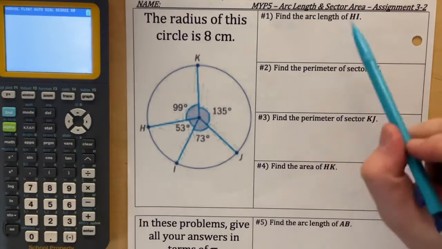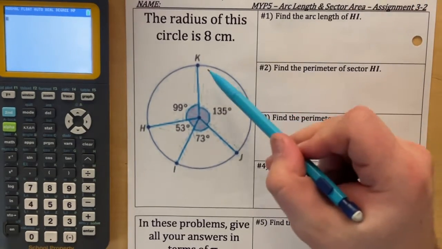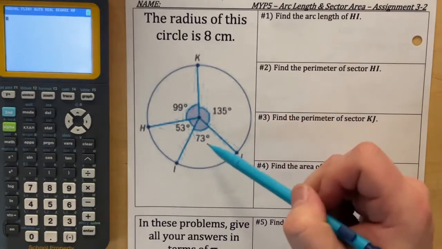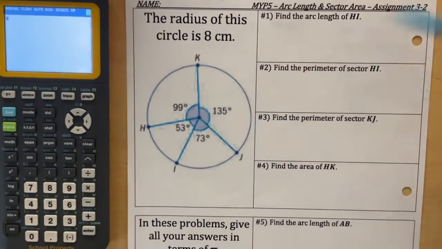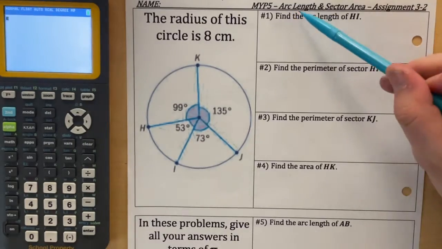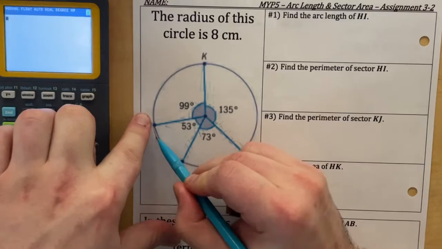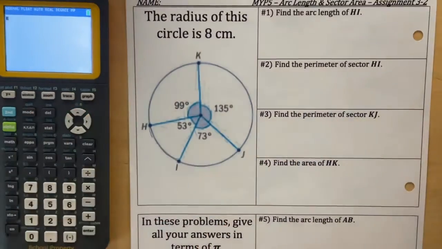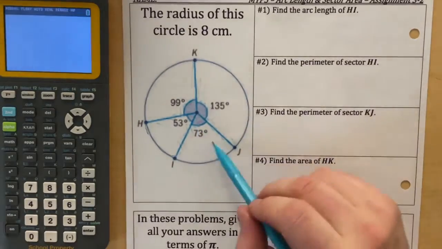And in this video, we're going to be working on assignment 3-2, which is arc length and sector area. So what we're doing is we're taking a normal circle, finding that radius, finding whatever that angle amount theta is, and we're trying to find that arc length. So we're talking about part of that circumference. Or if we're talking about the area of a sector, we're talking about that shaded inside amount.